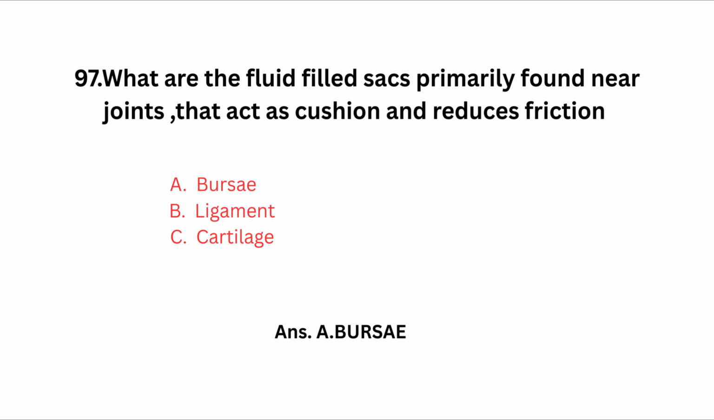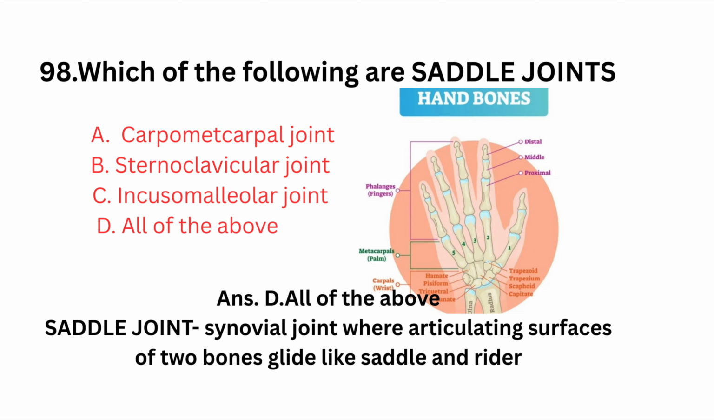97. What are the fluid filled sacs primarily found near joints that act as cushion and reduce friction? A. Bursae. B. Ligament. C. Cartilage. Remember, the fluid filled sacs, not connective tissue directly, but it helps in cushioning. Answer is Bursae. I felt this could be important, hence I've added.